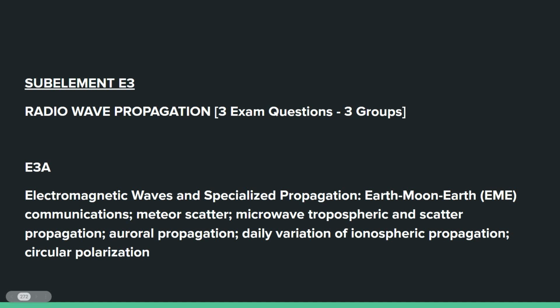And we're back. Subelement E3, radio wave propagation. 3 exam questions come out of the 3 groups in this subelement. E3A is electromagnetic waves and specialized propagation, Earth-Moon-Earth communications, meteor scatter, microwave, tropospheric, and scatter propagation, auroral propagation, daily variations of ionospheric propagation, and circular polarization.